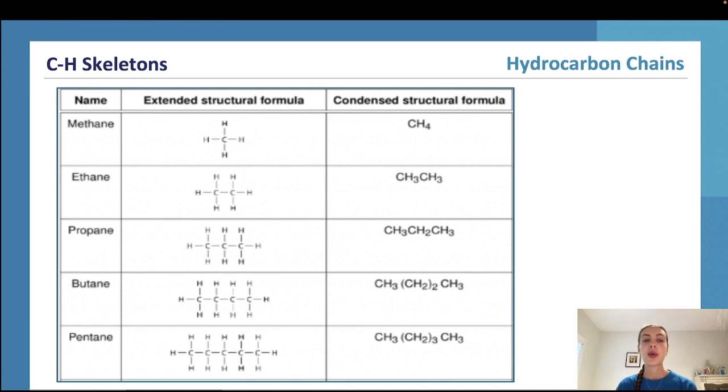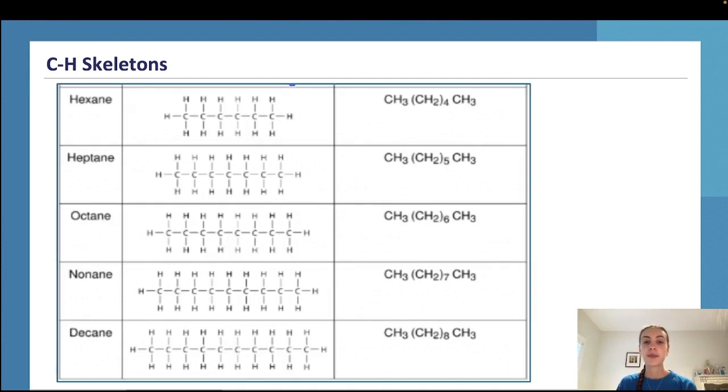So for example, if there is 1 carbon in the molecule, it will be methane. If there are 2 carbons in the molecule, it becomes ethane, 3 becomes propane, 4 becomes butane, 5 becomes pentane, 6 becomes hexane, 7 heptane, 8 is octane, 9 is nonane, and 10 is decane.